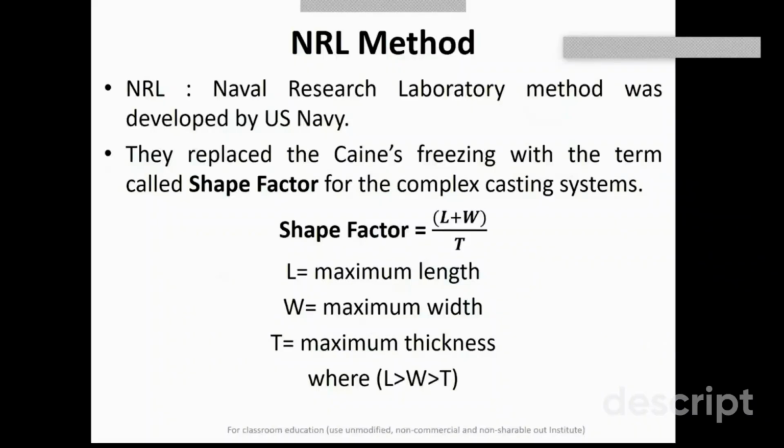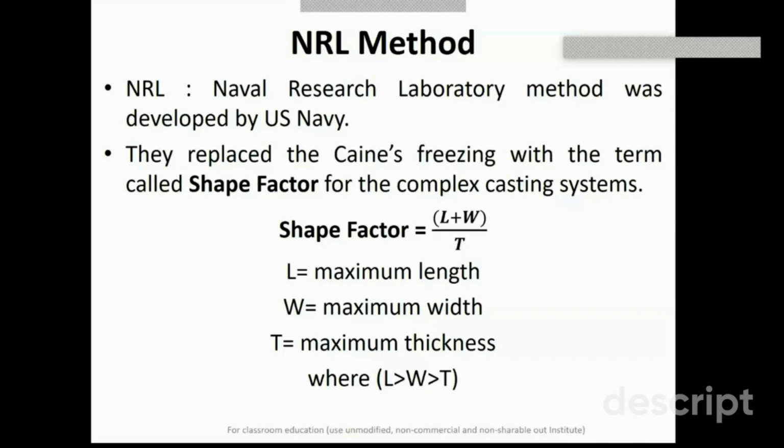NRL is the Naval Research Laboratory method, and this method was developed by the US Navy. What they did was replace Caine's freezing ratio with a term called shape factor. So in this method, they are now replacing the freezing ratio concept with the term called shape factor. And in this method, very minimum calculations are required in order to find out the size, or you can say the diameter or the height of your riser.